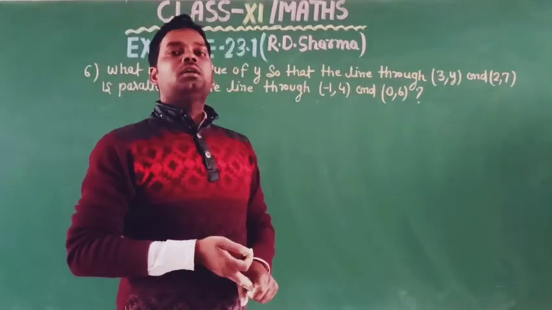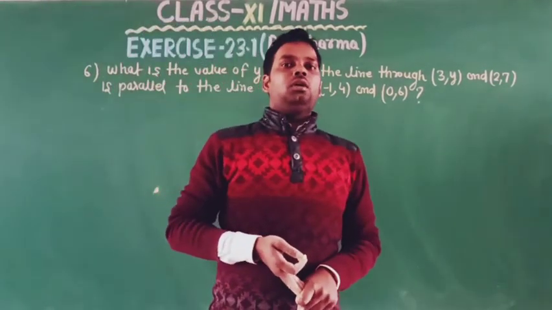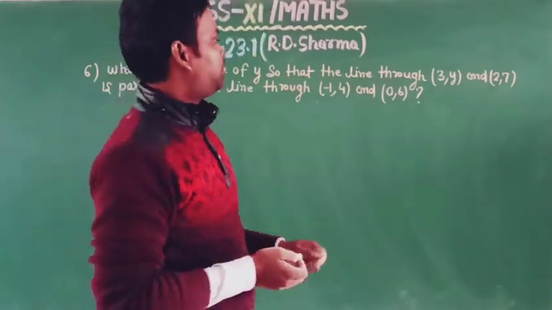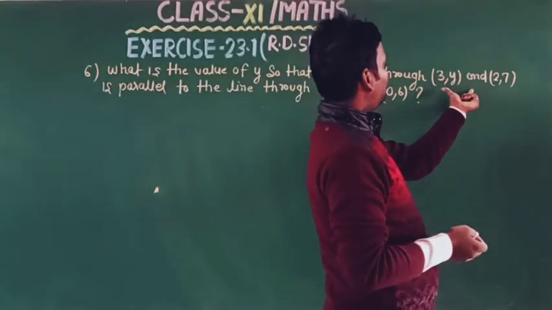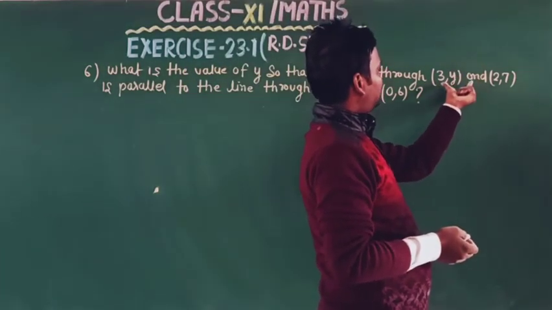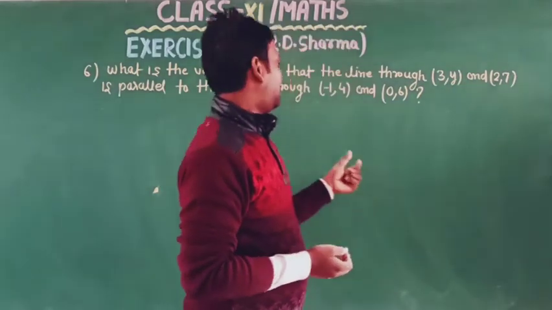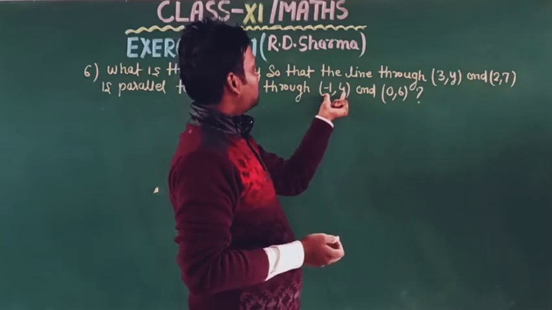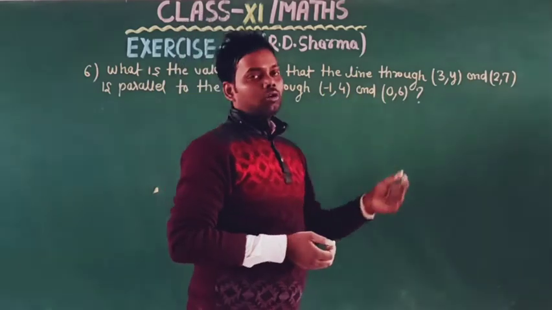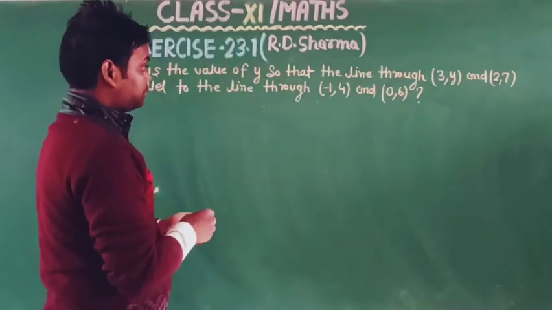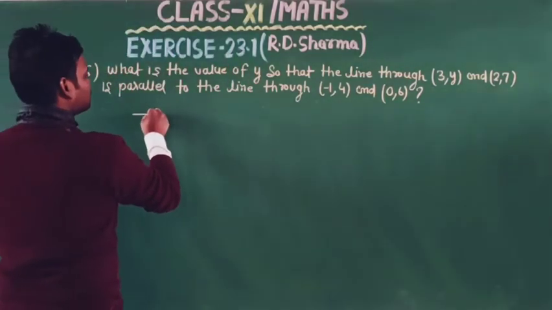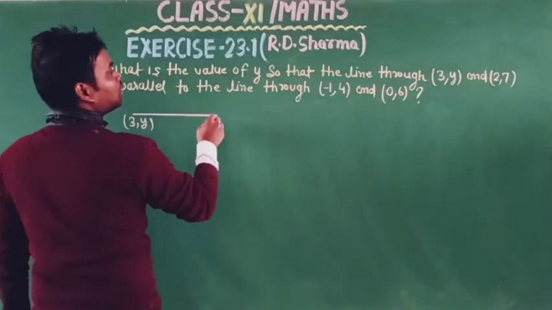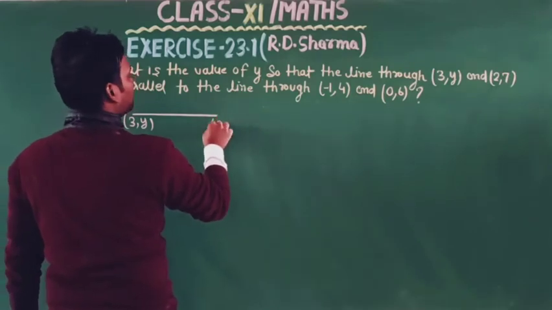We recall the previous discussion: two lines are parallel when their slopes are equal. This means we first have to find the slope of the line joining (3, y) to (2, 7), and the slope of the line joining (-1, 4) to (0, 6). So this is a line joining (3, y) to (2, 7).